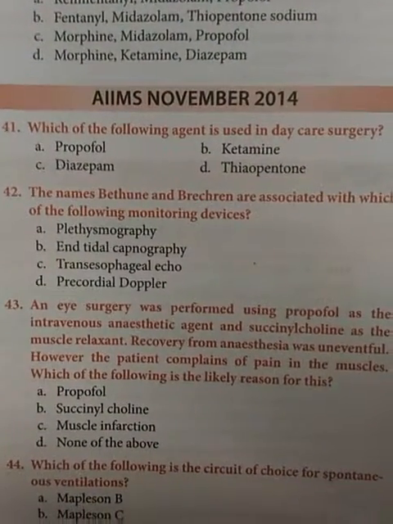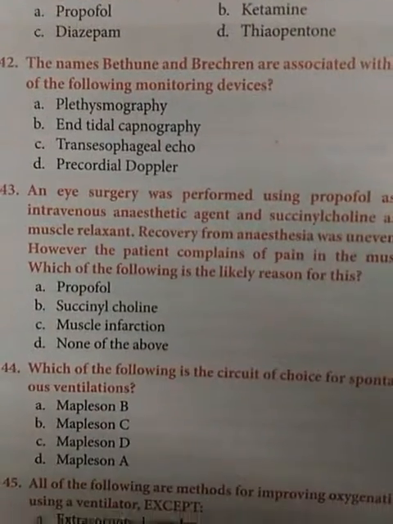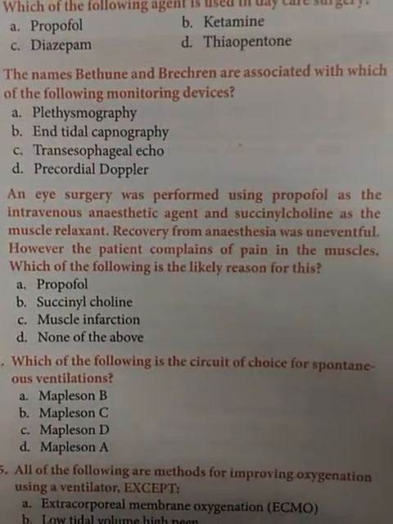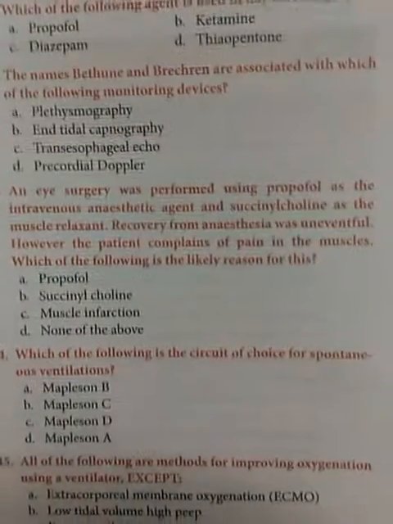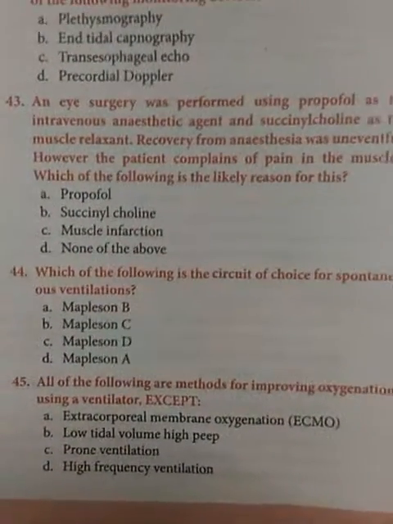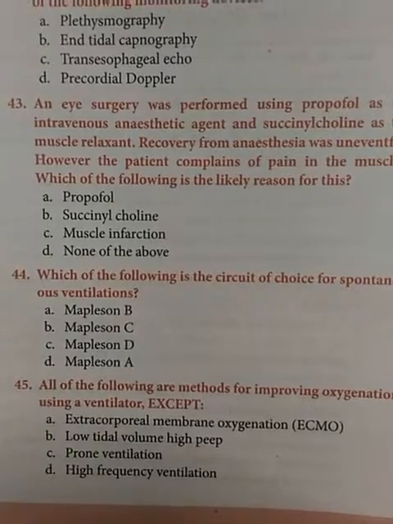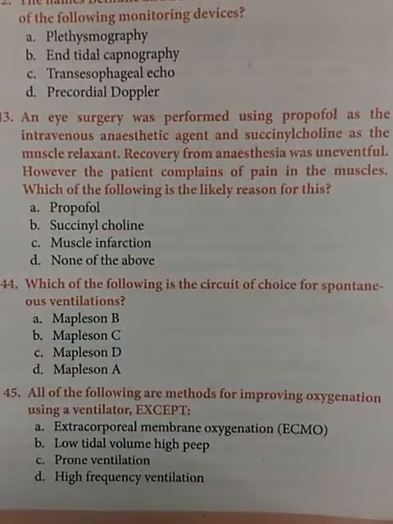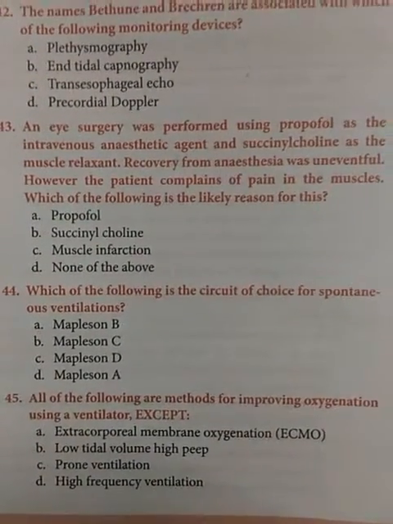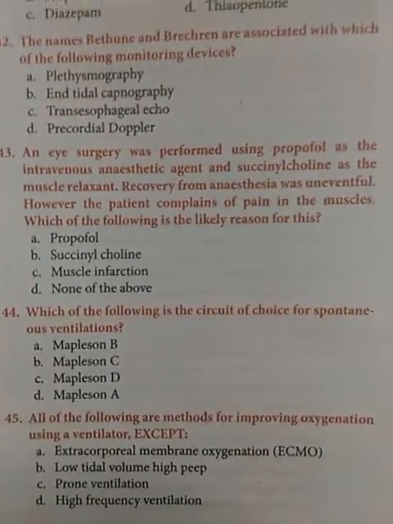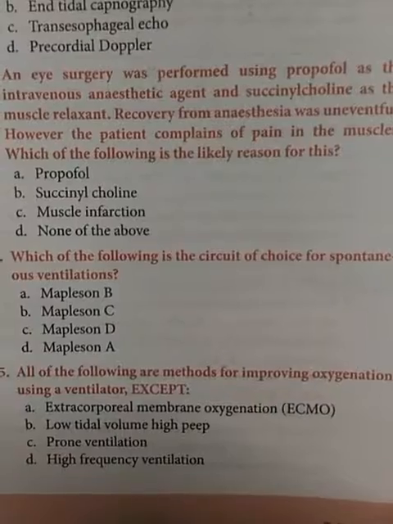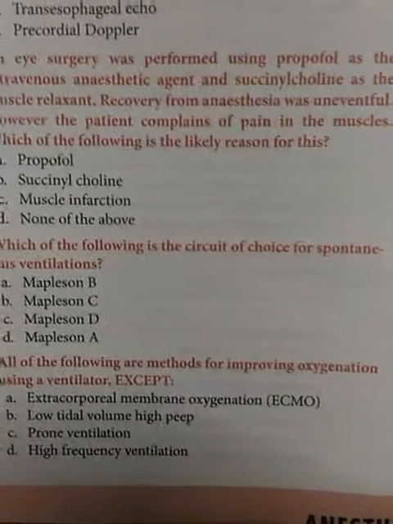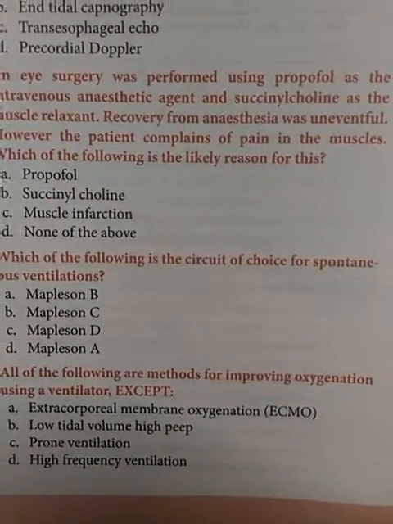Which of the following is the circuit of choice for spontaneous ventilation? Mapleson A is for spontaneous and D for controlled ventilation. Now the question is, all of the following are methods for improving oxygenation using a ventilator except low tidal volume, high PEEP, yes it's done, prone ventilation also helps, high frequency ventilation will also help, but not ECMO, that is extracorporeal membrane oxygenation, it will not help you.